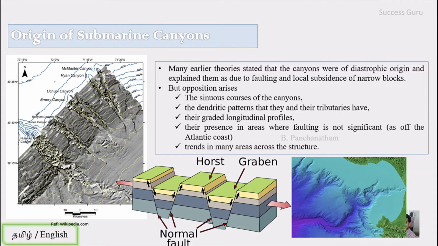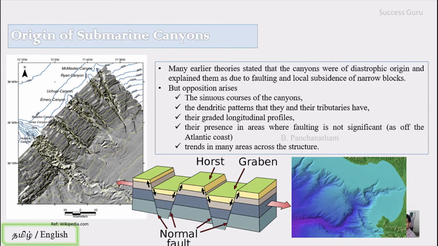Then the trend in many areas that cross the structure. If there is faulting, that will generally continue in a straight line, right? But if you see the submarine canyons, there are submarine canyons which cross the regional structure, so that could not be due to faulting. So these are some of the oppositions to the diastrophic origin theory.